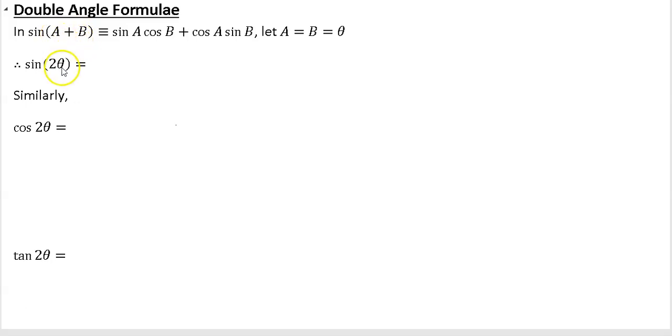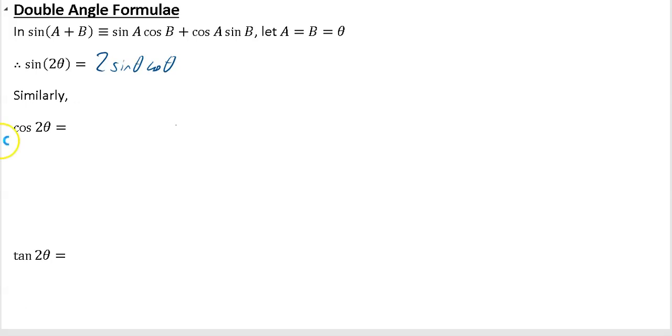theta plus theta, or 2 theta, and this will become sine theta cos theta plus cos theta sine theta. So this term and this term will be the same. So what you actually end up with is 2 sine theta cos theta.